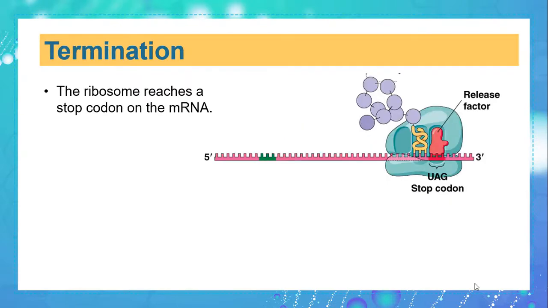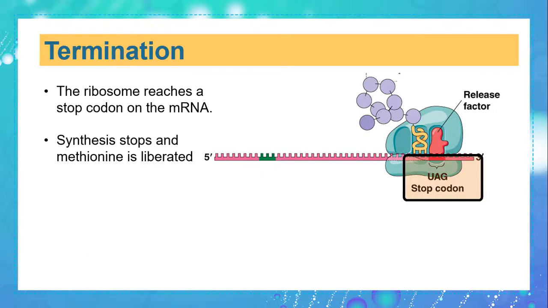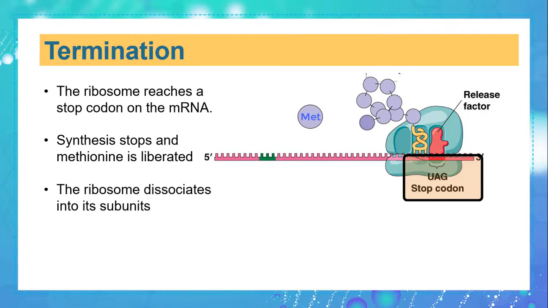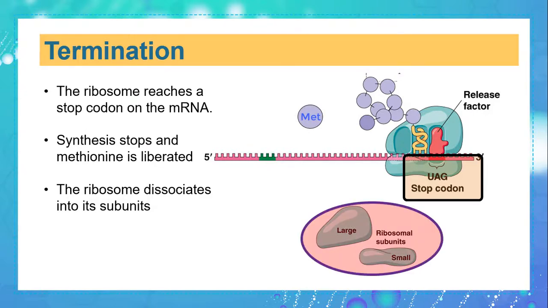During termination, the ribosome reaches a stop codon on the mRNA. Then synthesis stops and methionine is liberated. Finally, the ribosome dissociates into its subunits.